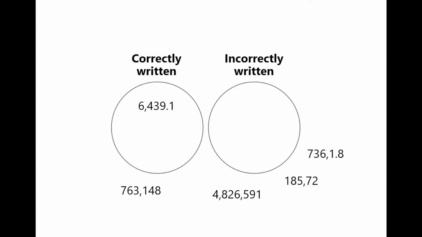Yeah, I thought it was correctly written. The decimal point means that this are the ones, this column are tens, hundreds, thousands. 6,439.1. Let's have a look at this number. Is the comma correct? Is it not? Can you read the number to me?